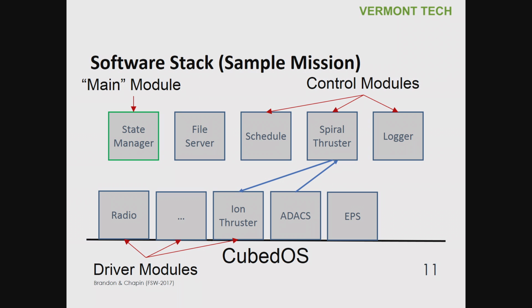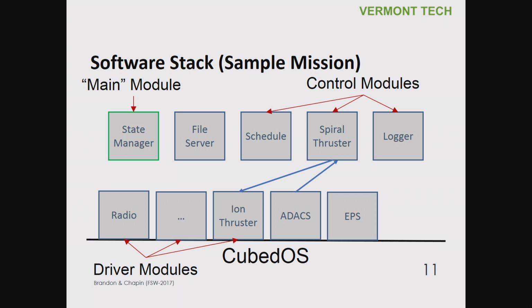These boxes are all modules, with modules for the different hardware components, power and ADCS and some kind of ion thruster or something like that, whatever we need. Up here are higher level modules that control the operation of the system: logging, telemetry, scheduling of command execution, file services, and so forth as required. And I think I'm going to turn it over a little bit to Carl again to say a few words about the spiral thrusting part.